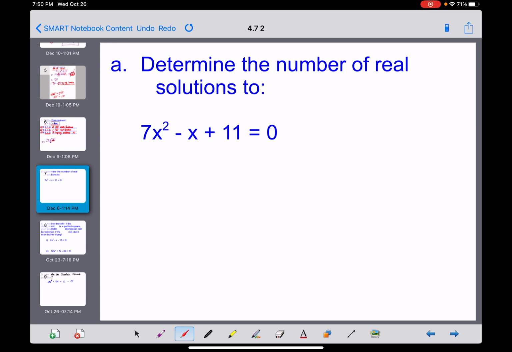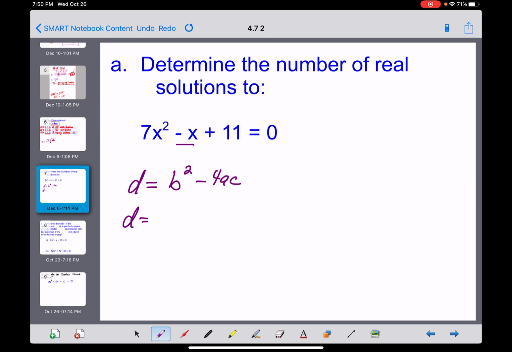So notice, guys, the directions are not asking us to solve this. They just say use the number of real solutions. And we get that by using the discriminant: b squared minus 4ac.